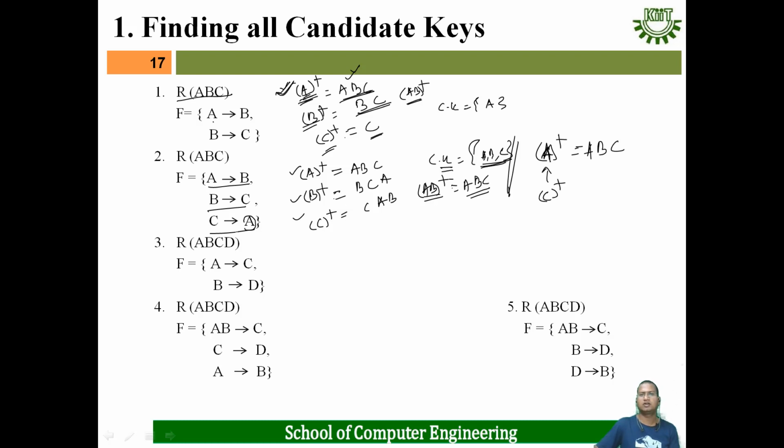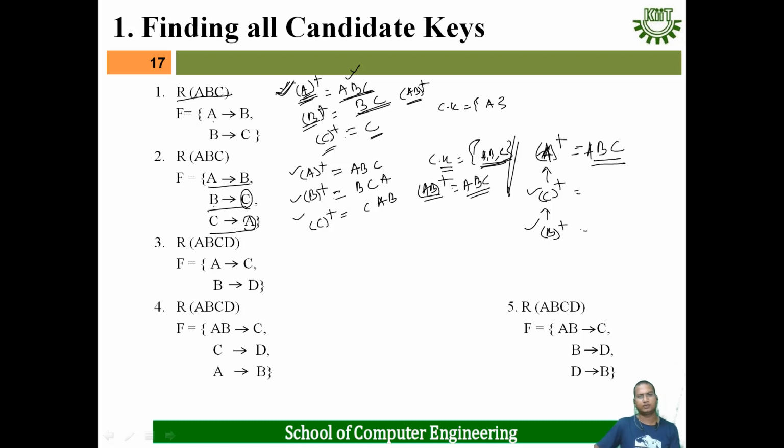C closure will also derive all the attributes. Again, just check C at the right hand side of the functional dependency. B is deriving C. C is present here, which means we can replace C with B. B closure. That means A, B, C are three candidate keys here.